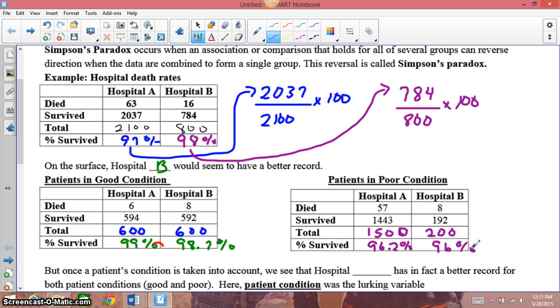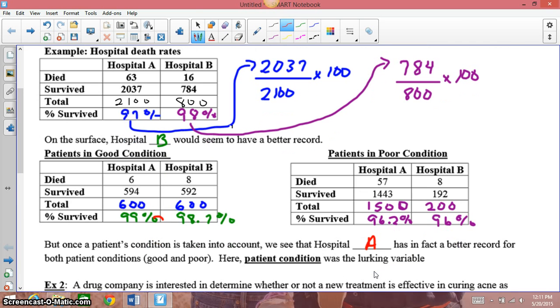So as you can see here, once the patient's condition has been taken into account, we can see that Hospital A has a better survival rate in both cases. Patient condition, for example, here is what's called the lurking variable. Lurking variable isn't something that you'll have to be concerning yourself with, but just so you know, that would be something that you'd actually look more at in a statistics class.